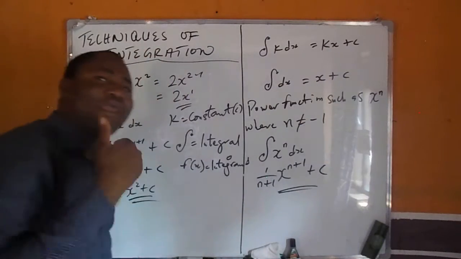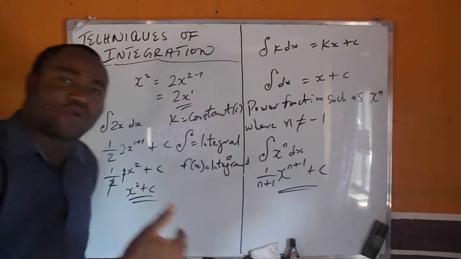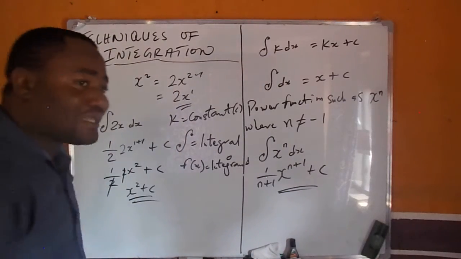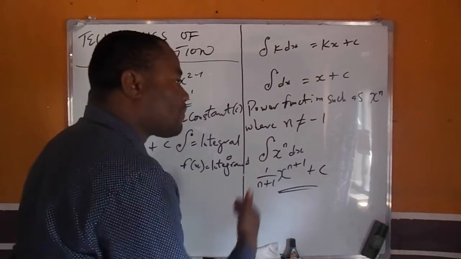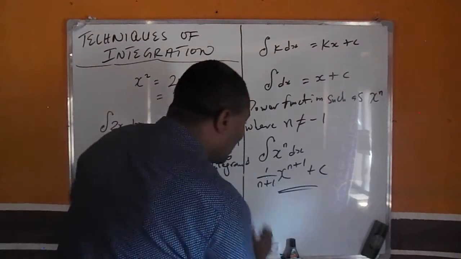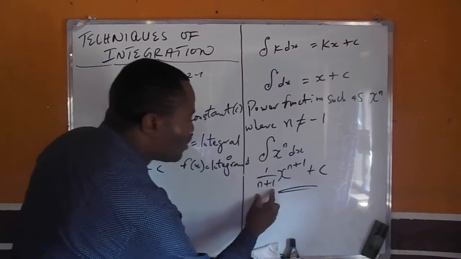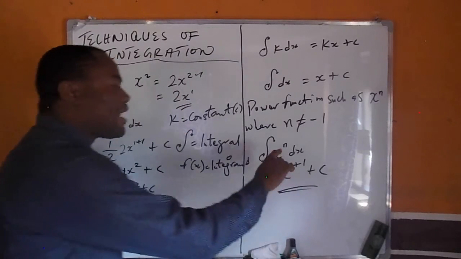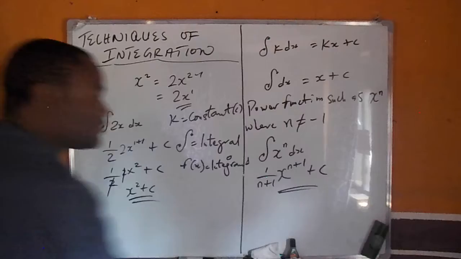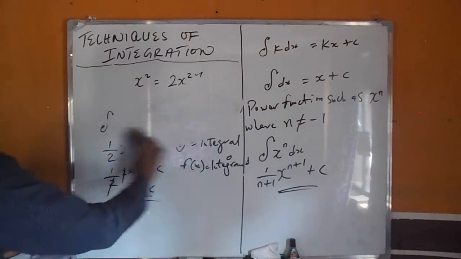If you recollect, in differentiation, we normally subtract from the power. But in integration, we add. That is why we said integration is the opposite of differentiation, and it's also known as anti-differentiation. We have 1 all over n plus 1, x raised to power n plus 1, plus c. That is our answer there. Then we move on.